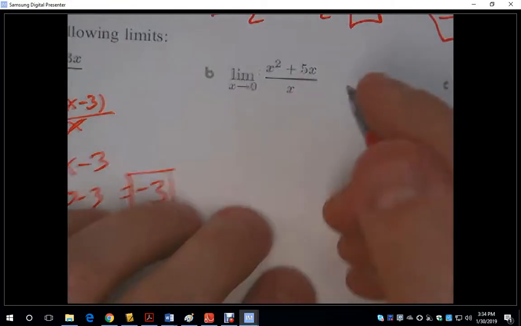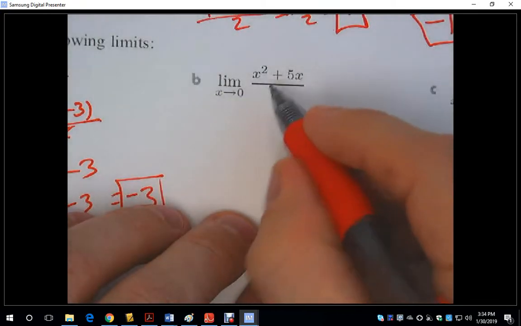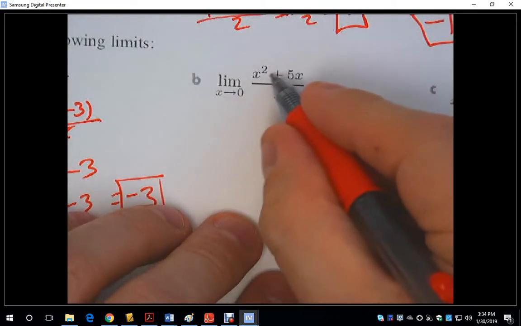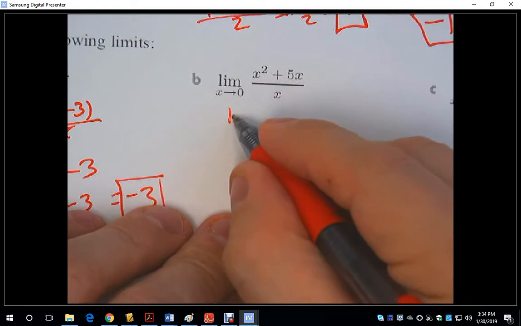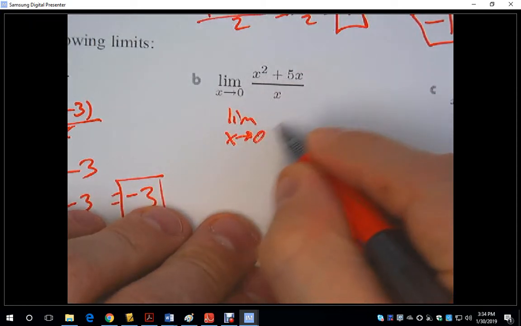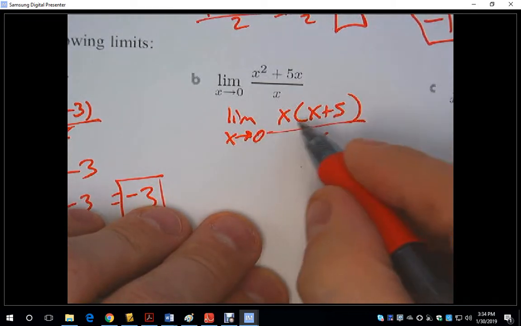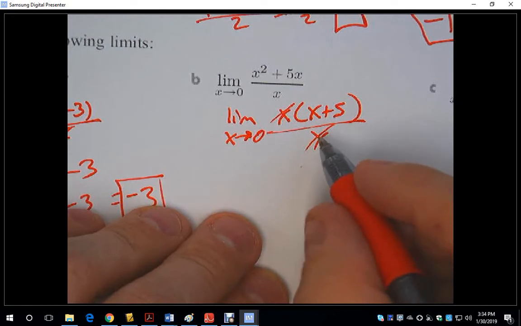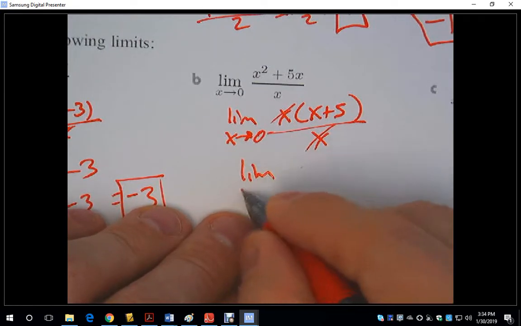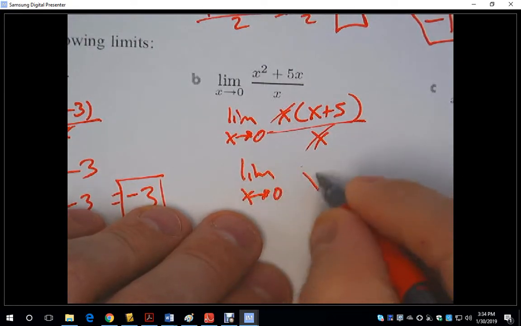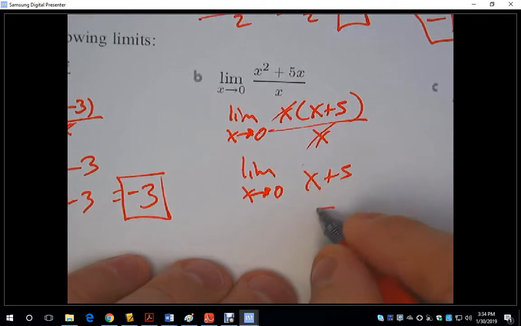Right, next one. If I plug in the 0, I get an undefined function, so I'm going to do the same thing and factor out an x. So I have the limit as x approaches 0 of x times x plus 5 over x. I can divide out x divided by x, which gives me 1, so I have the limit as x approaches 0 of x plus 5. Plug in the 0, and I get 5.